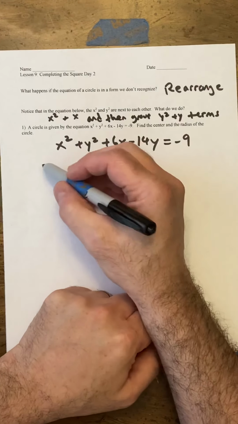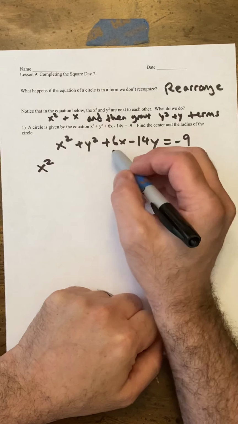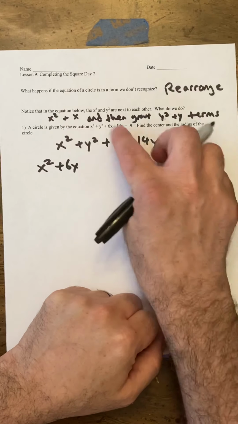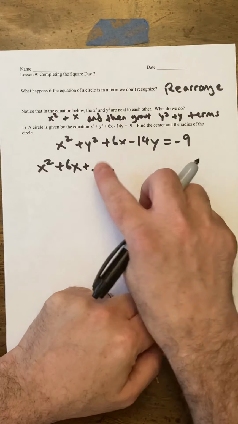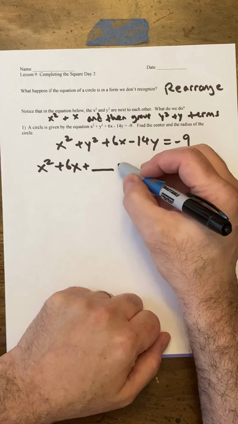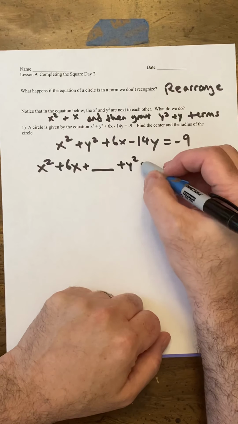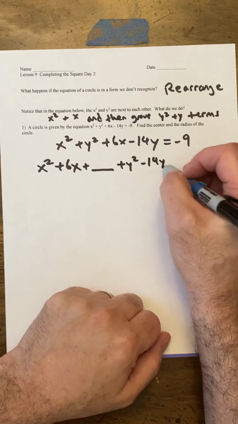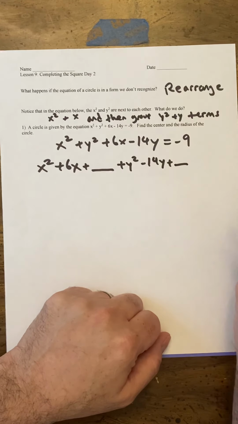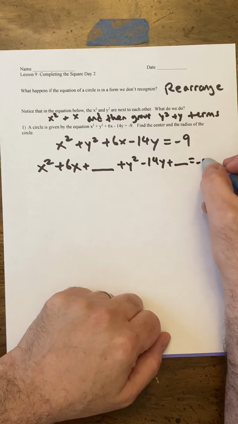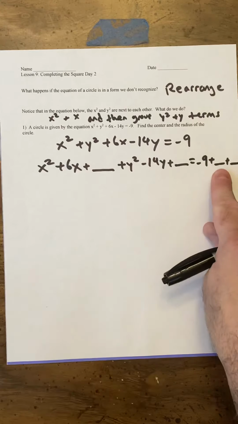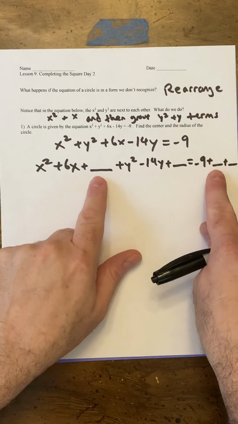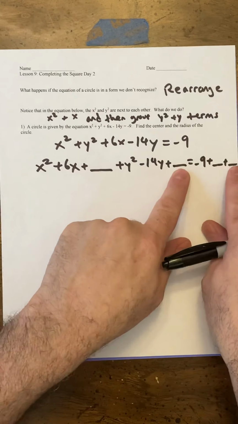So, okay, I'm going to rewrite this now. X squared plus 6x, I moved the 6x there. I'm going to leave some space for the thing we're going to add. And then we're going to put in the y squared term, and then the minus 14y is here. And we'll leave another space right after that. Equals negative 9, and then, I don't have a lot of room here, we're going to add those two terms, the sharing terms, here and here, and here and here.